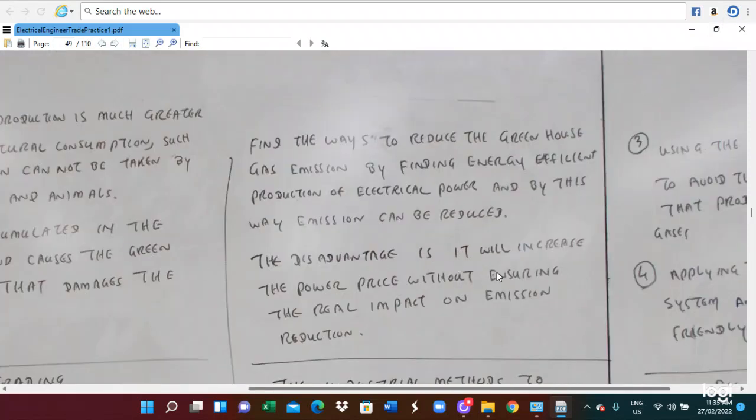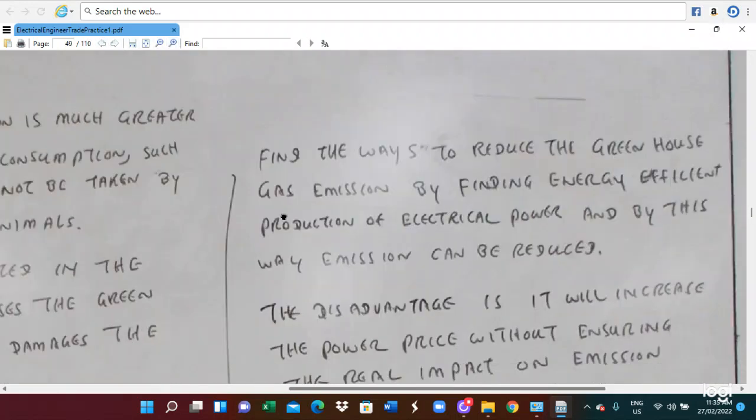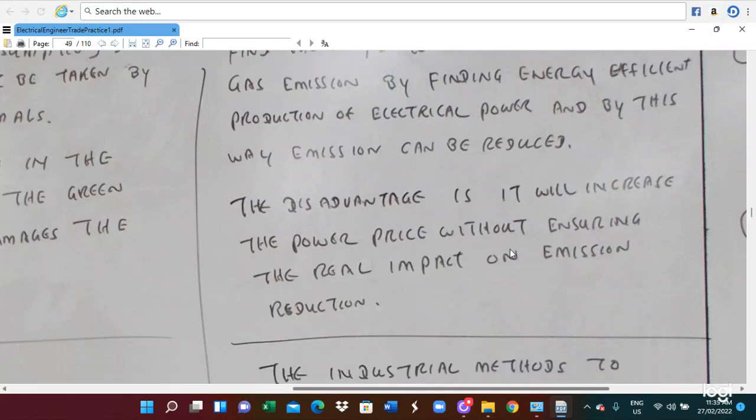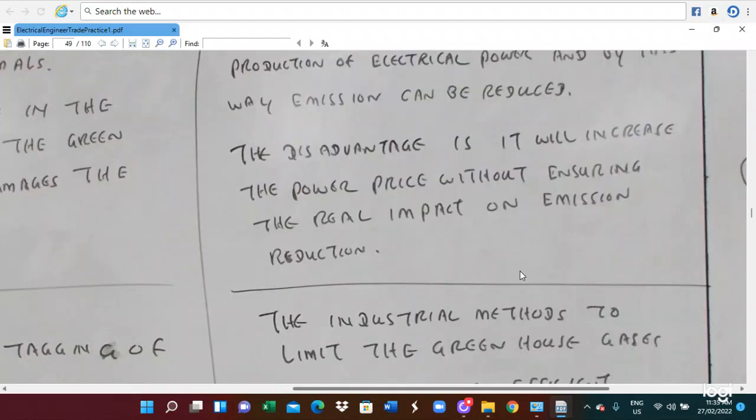So they need to find a way to reduce the greenhouse gas emission by providing energy efficient production of the power, and by this way emission can be reduced. The disadvantage is that it will increase the power price without ensuring the real impact of emission reduction.